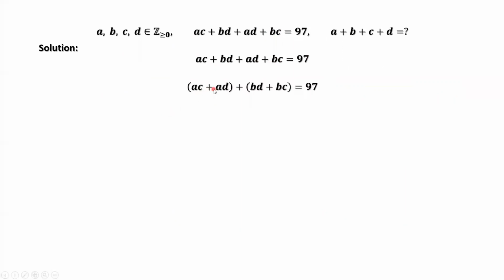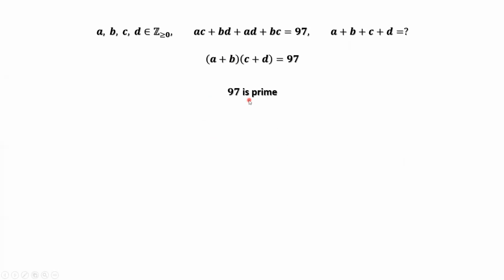We group the left-hand side into two parts. We can factor A out from the first part and factor B out from the second part. Then we have A times (C plus D) plus B times (D plus C). This part is C plus D, C plus D. Therefore, we can factor C plus D out. Then we have (A plus B) times (C plus D) equals 97.